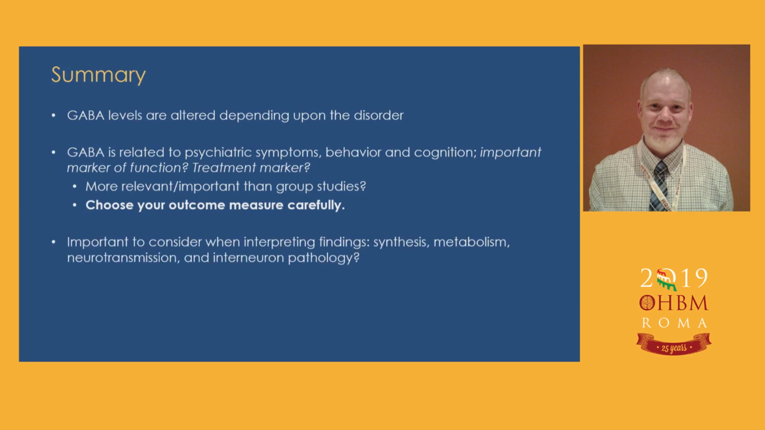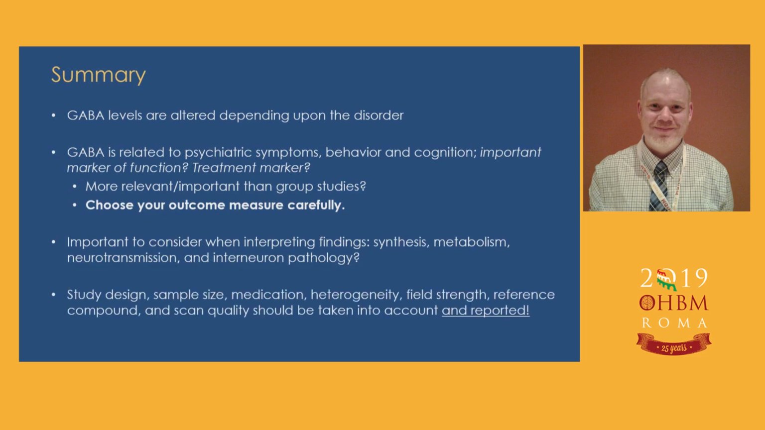Important to consider when you're interpreting your findings is where does the GABA difference come from? Is it in terms of synthesis or metabolism, neurotransmission, or is it just due to differences in tissue and interneural pathology? And finally, it is very important to think about your study design, your sample sizes, medication, heterogeneity, and comorbidities, as well as the acquisition that you're acquiring and the scan quality. They should be taken into account, and we're sometimes limited by the resources that we have, but these should also always be reported.